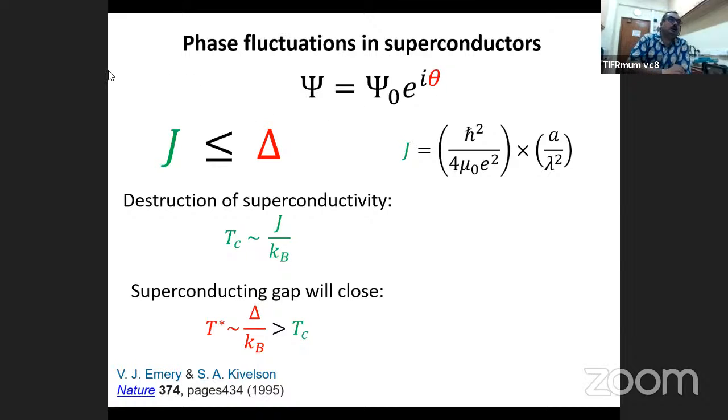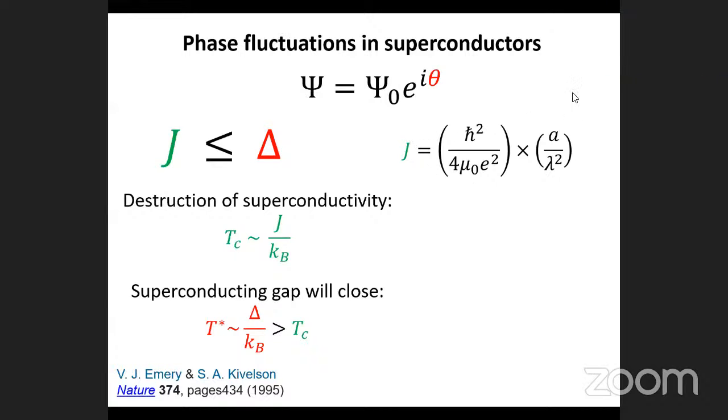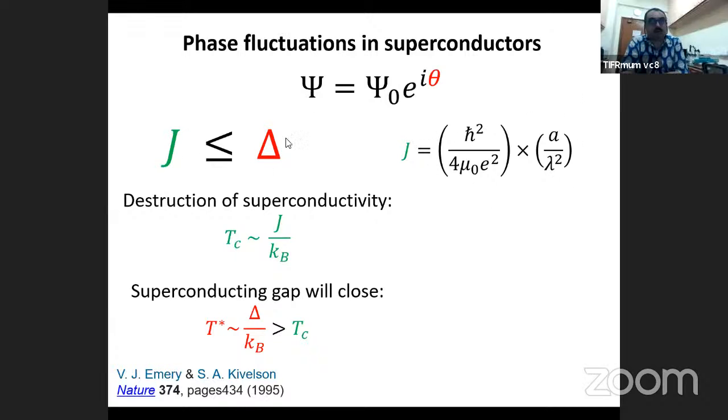Okay. All right. So this is when the superfluid stiffness J is smaller than the superconducting gap, then of course the superconductivity will be destroyed. The zero resistance state will be destroyed by phase fluctuation as soon as my temperature is of the order of J. So therefore Tc will be roughly of the order of J by Kb.